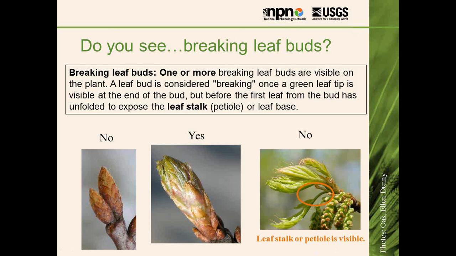Not all of the buds on a plant will break at the same rate. So although some of the buds aren't breaking anymore, you should still continue to report the presence of breaking leaf buds until all of the buds have at least one leaf unfolded. You start reporting a no to breaking leaf buds when all of the buds on the plant have at least one leaf stalk or petiole that's visible.